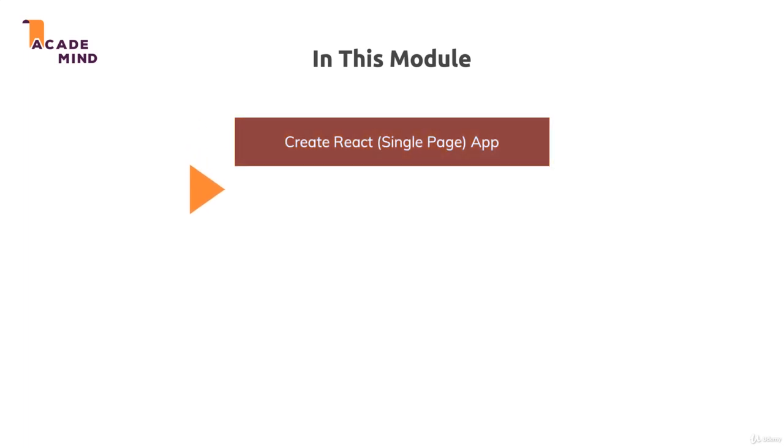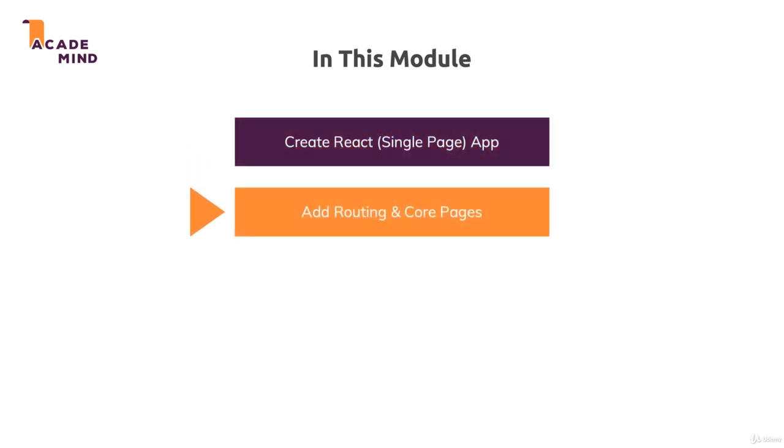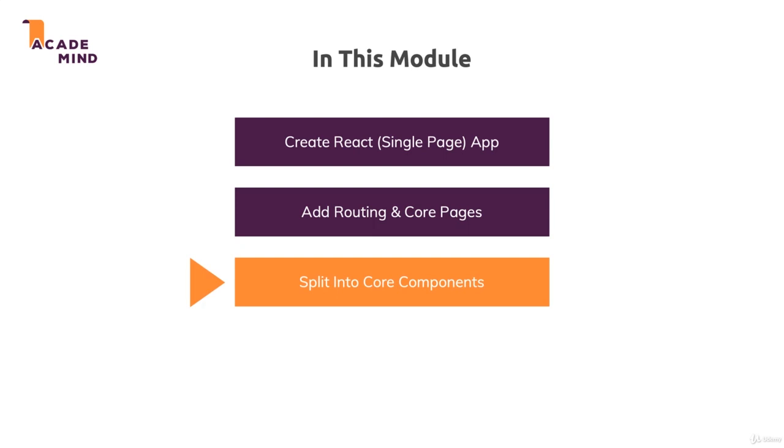We'll add routing and the core pages, which you could also put into quotes because we'll still only have one single page, but we'll add different components and tell React when to load which component based on the URL the user entered, which is really nice. And we'll also split our app into multiple core components, of course, because you learned that React is all about components. We want to keep our components small and manageable, and therefore we'll split them.